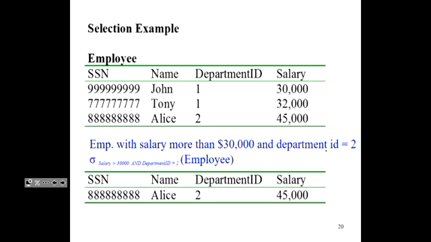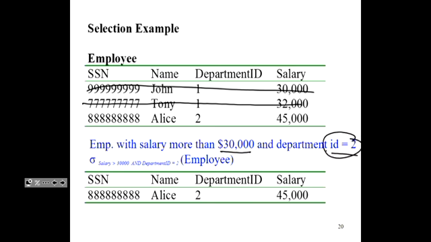And you can also have more complex conditions. Here I want to find the employee with salary greater than 30,000 and department ID is equal to 2. In this case, again, the Alice tuple is the only tuple that gets selected. Right, so both of these tuples get discarded because they don't satisfy ID is equal to 2, and Alice gets selected because department ID is 2 and salary is greater than 30,000, right? So you have this as the output of the selection query.